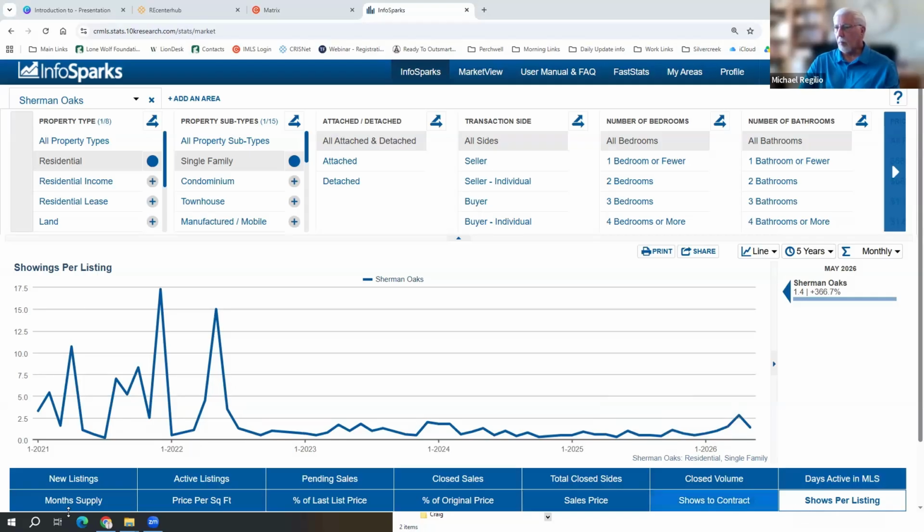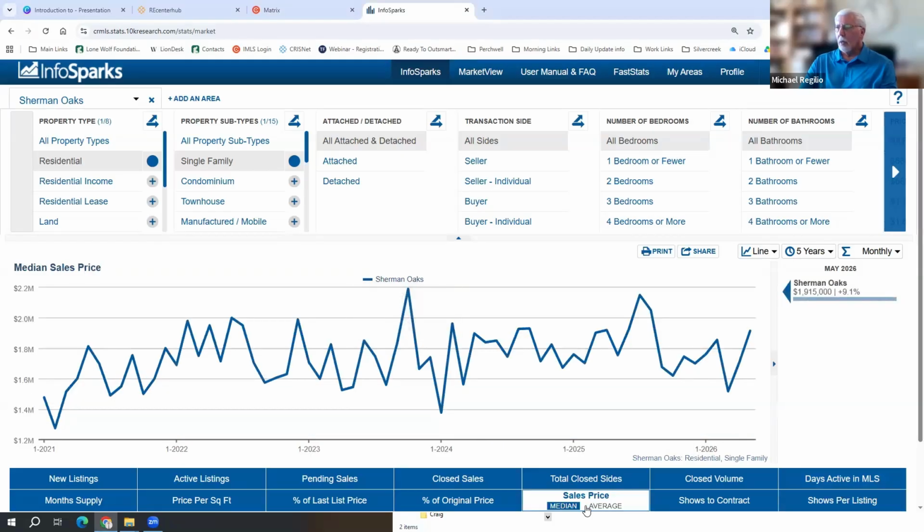So new listings, active listings, pending, closed. Total closed sides, again, doesn't matter the volume. The ones that I use the most are going to be new, active, pending, closed, days active in the MLS, months supply, and then our percentage of the sales price.